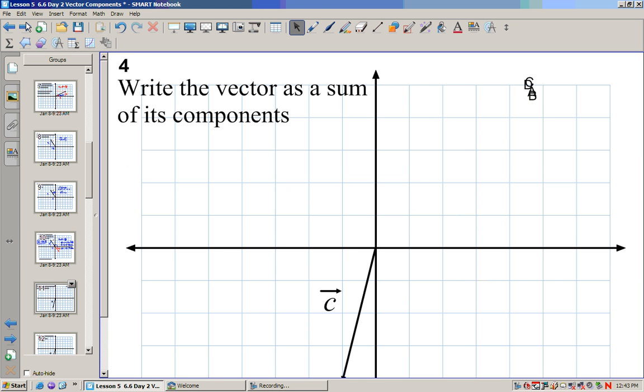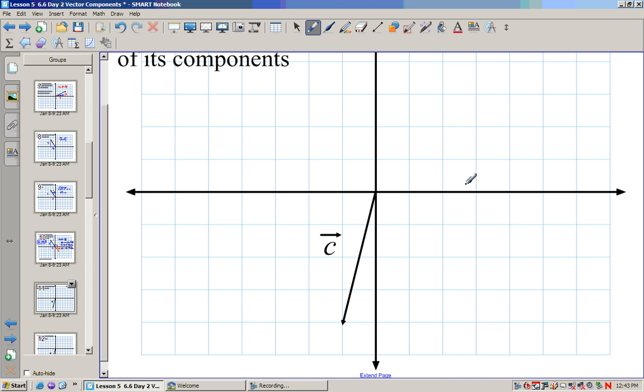Write the vector as a sum of its components. So this is C. I'm moving 1 to the left, negative i. I'm going to go down 4, so negative 4j. So this vector C is going to be negative i minus 4j.